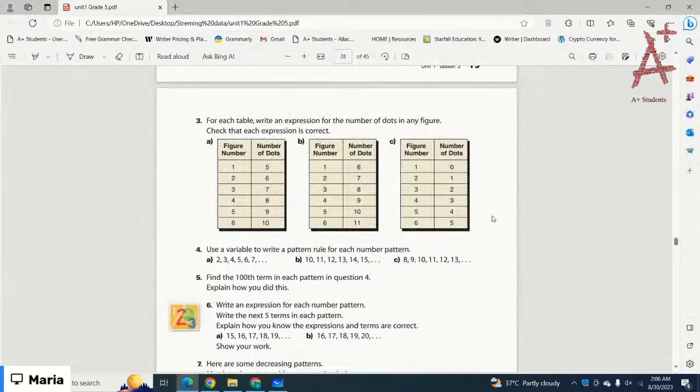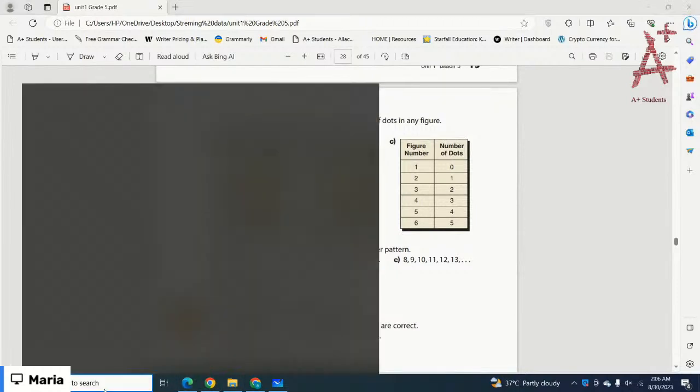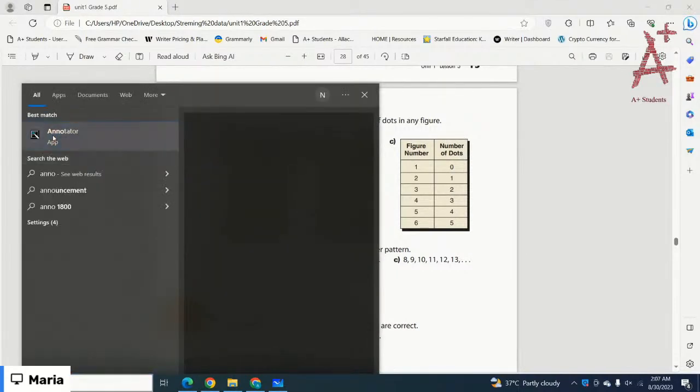Okay, let's start with question number 3. For each table, write an expression for the number of dots in any figure. Check that the expression is correct. You have to write down the expression, right? You are given the table with the figure number and the number of dots. So start with the first one: 1, 5, 2, 6, 3, 7, 4, 8, 5, 9, and 6, 10, right? You have to write down the mathematical expression for these tables, like we did in the two questions before, right?